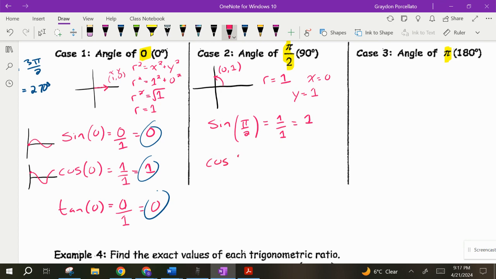The cos of pi over 2 is going to be equal to 0 over 1, which is your x over r, which is just 0. And the tan of pi over 2 is going to be equal to 1 over 1, which is just equal to 1. Oh no, whoa. I keep messing up this one. I apologize. It is 1 over 0, which is undefined. Okay, very interesting. We'll get into that.